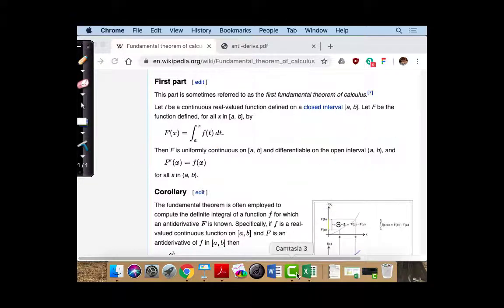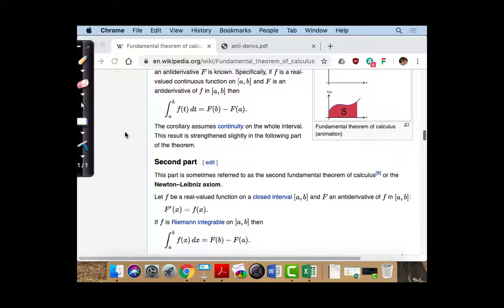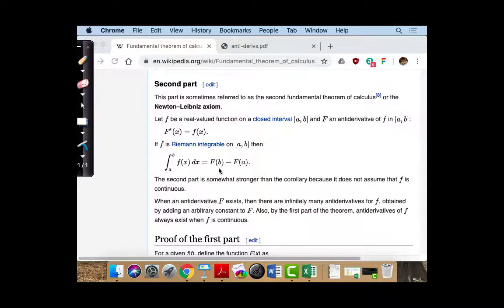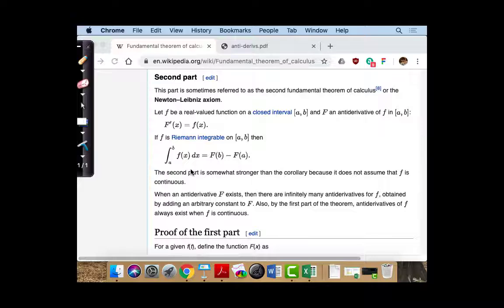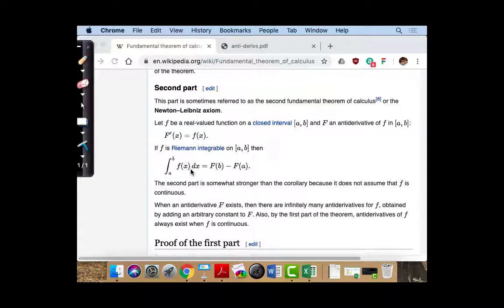So, let me get this scrollable again. The second part is the one more usually used for computation purposes. Sometimes it's written like this, sometimes like this, but it's essentially the same thing. The differences between what Wikipedia calls this corollary and this second part of the fundamental theorem of calculus are really just some details about continuity. I don't want to get into the differences between those, but I'll just use this one that looks more like what we've said, with the alternate notation from what we were just looking at.